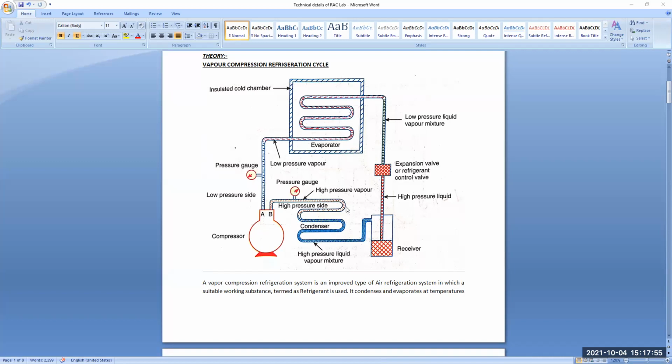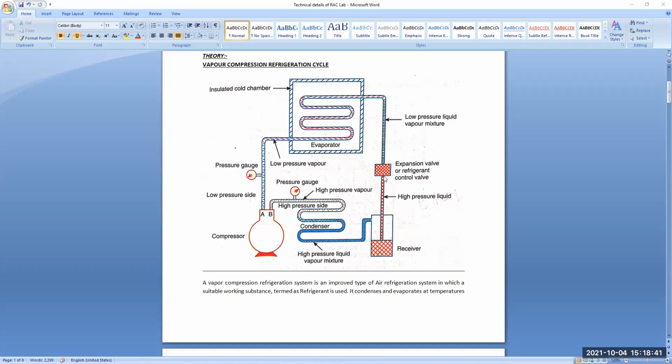Next, the high pressure refrigerant goes from the compressor and enters the condenser. In the condenser it rejects heat to the surroundings and converts from high pressure gaseous refrigerant to high pressure liquid refrigerant at the outlet of the condenser. This liquid then flows to the receiver, and from the receiver it goes to the expansion valve. Up to this portion it is in the liquid state.